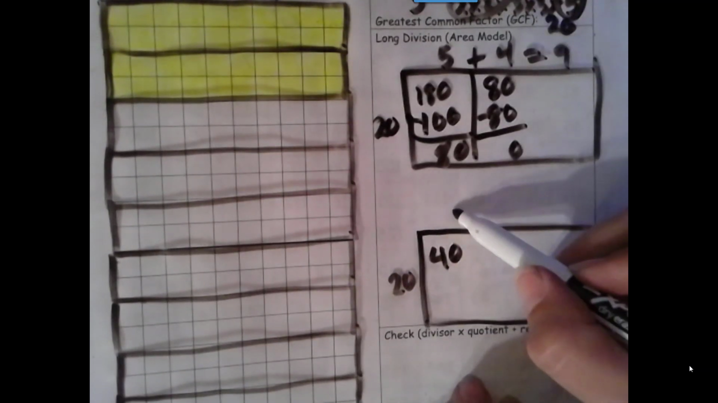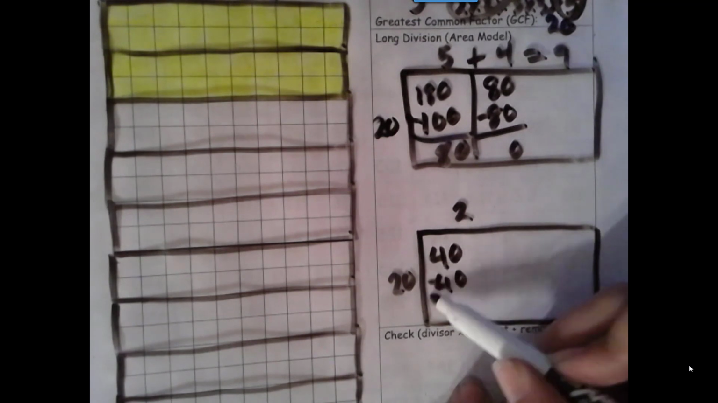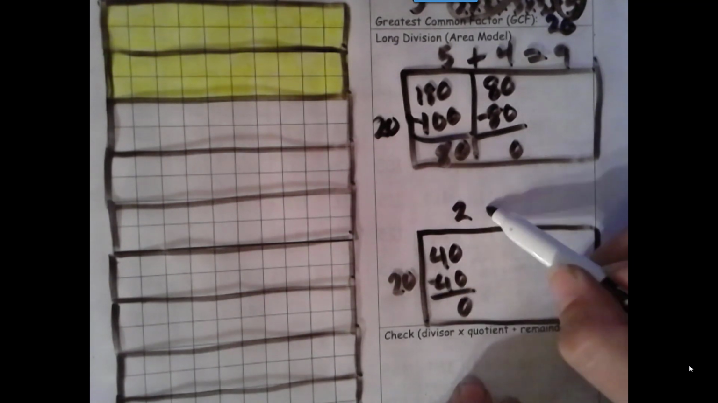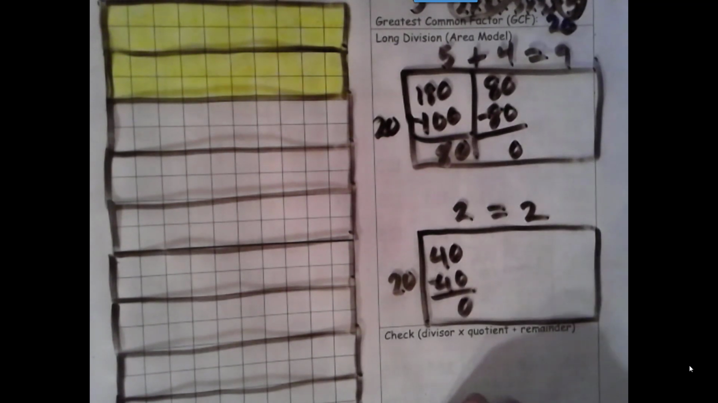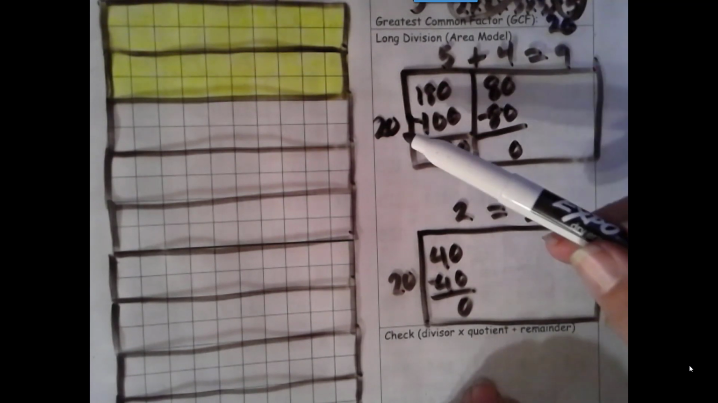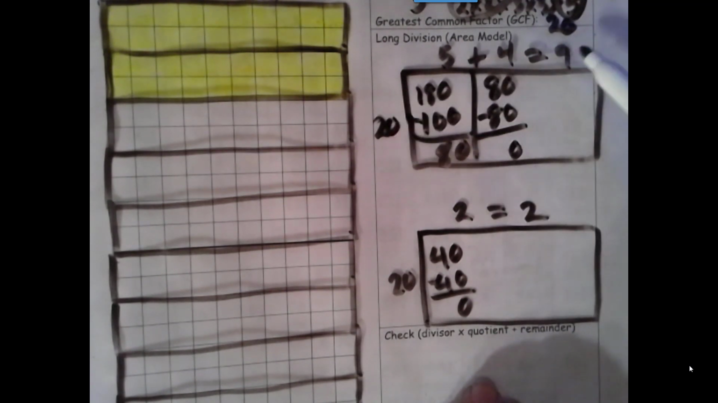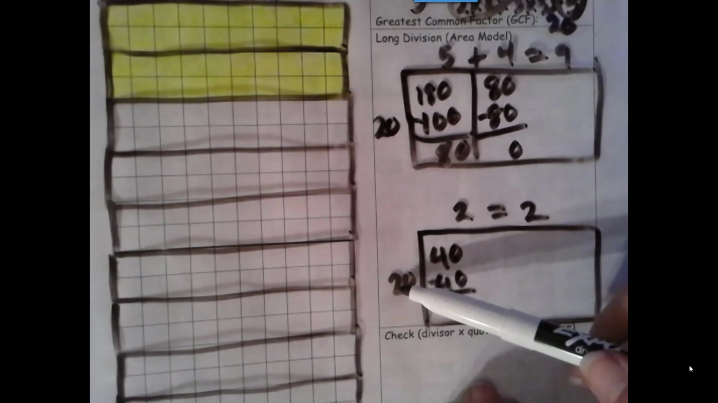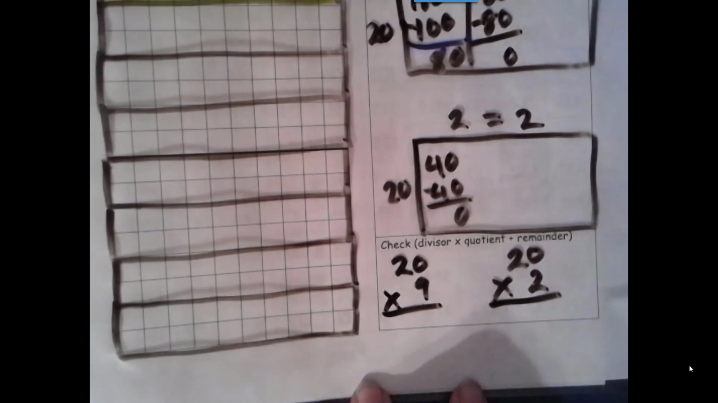Here, 2 times 20 is 40. Numbers the same, zeros a game. So we get 2. Now we're going to check with our inverse operation, divisor times quotient plus remainder. Now since our remainder for both is 0, and the identity property of addition says when you add 0 it stays the same, we don't need to actually add it.